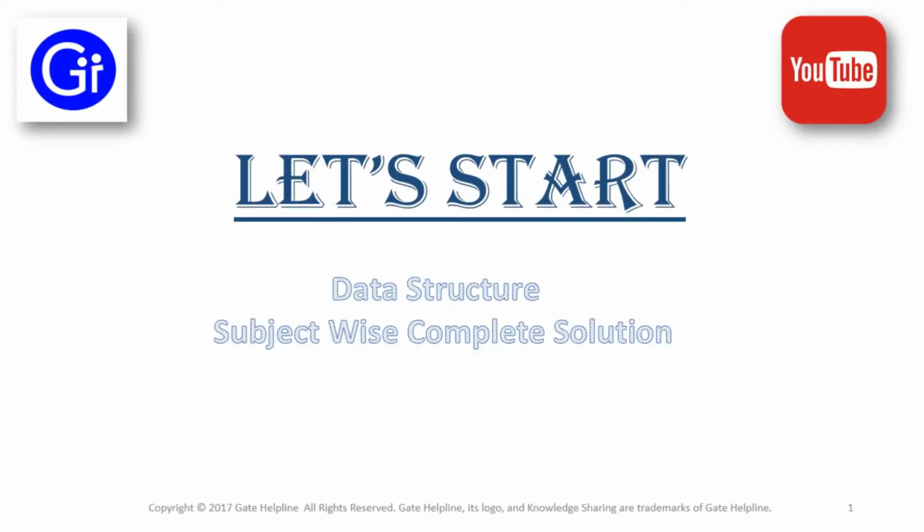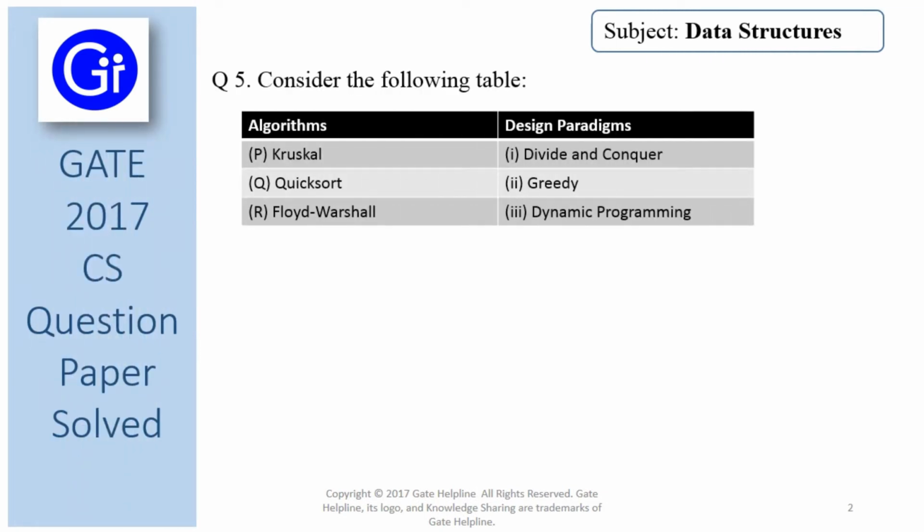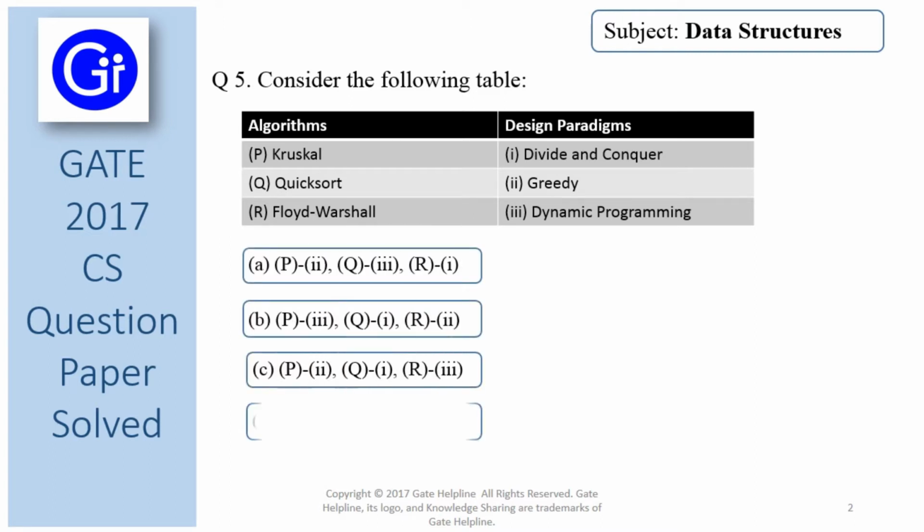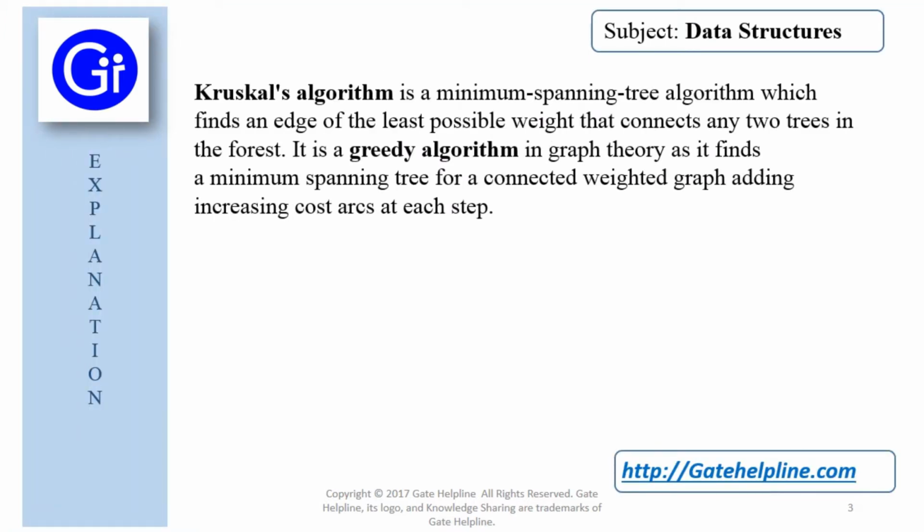So friends, let's start taking questions one by one. Question number 5 is, consider the following table. In this table, the algorithms and their design paradigms are given and we need to match these. And the options are these: A, B, C and D. Now we will see a brief introduction of these algorithms one by one.